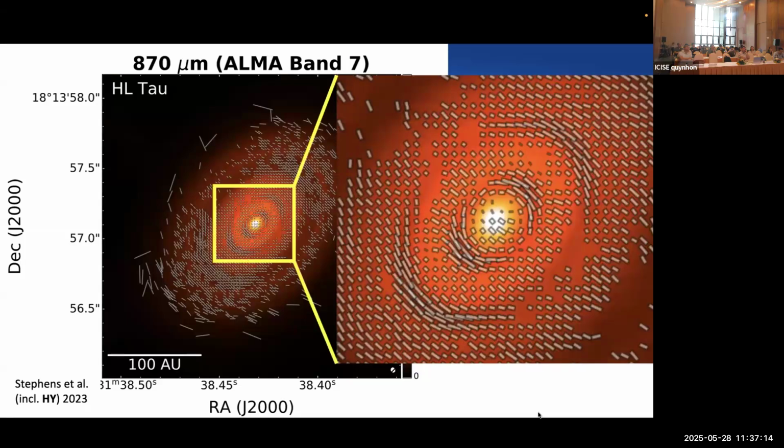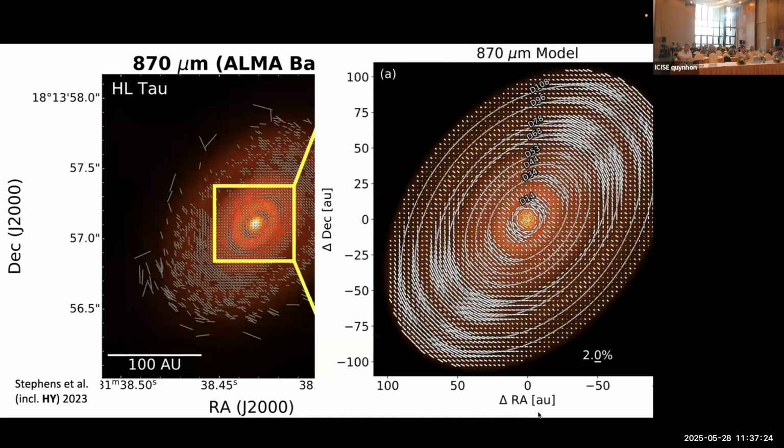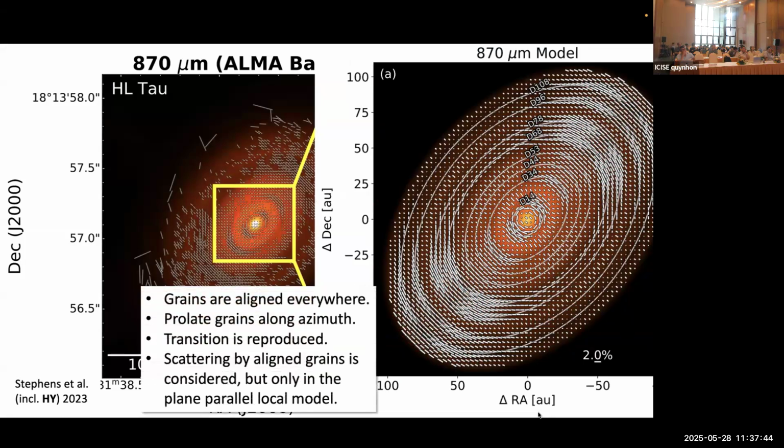Yeah. So previously we were talking about transition of multiple bands. We also see this transition from the uniform pattern to the azimuthal pattern between rings and gaps. So this is the model where we have azimuthally aligned dust prolate grains everywhere, but because the optical depth is different between the rings and the gaps, you naturally get the transition from the uniform pattern in the rings to the azimuthal patterns in the gap. So in this model, we assume grains are aligned everywhere, and it's azimuthally aligned prolate grains.